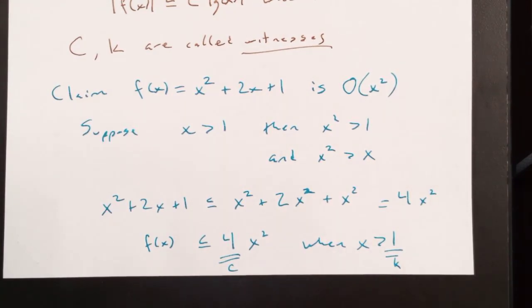Why did I get rid of the absolute value part? Colin? When x is bigger than 1, all of these things are already positive. I don't have to worry about that part.